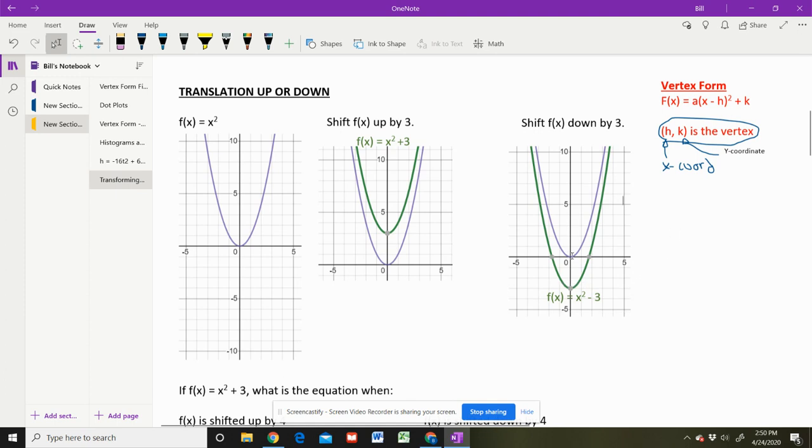So now we're at 0, 0. We want to shift that down by 3. We go down on our y-axis by 3. So we're changing that k value. That's all we need to change in order to go up and down, okay?